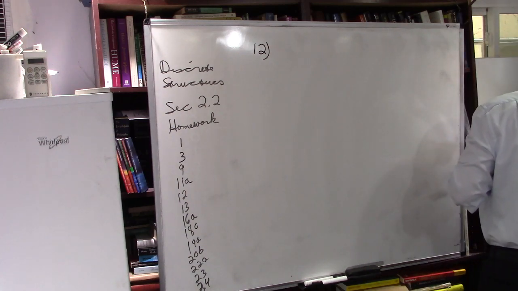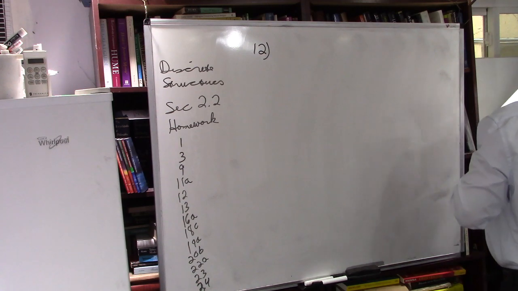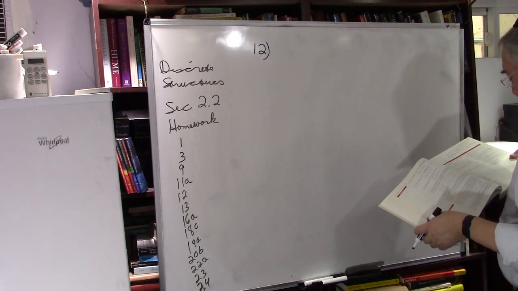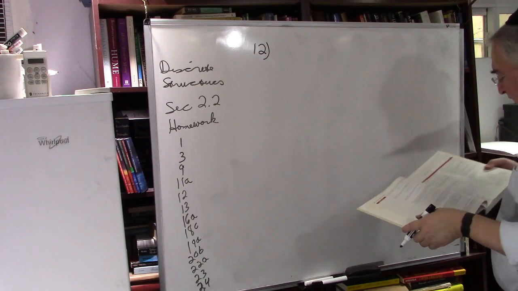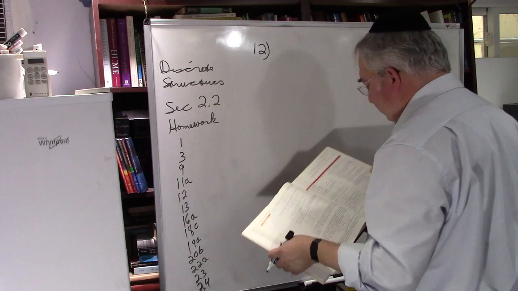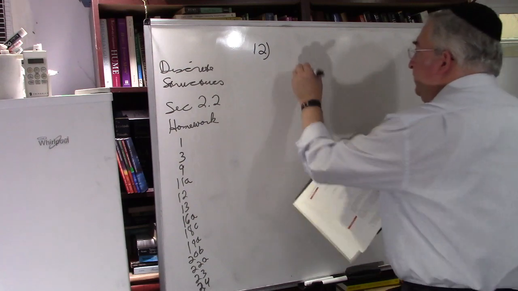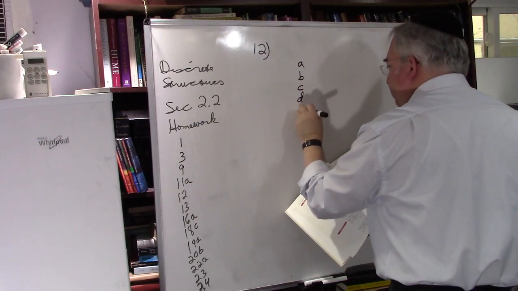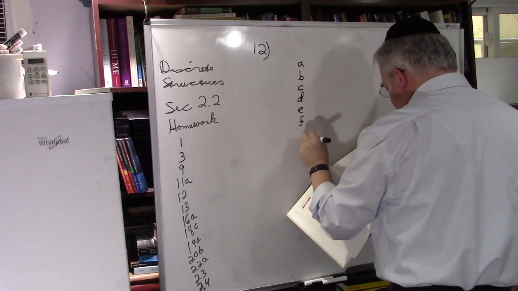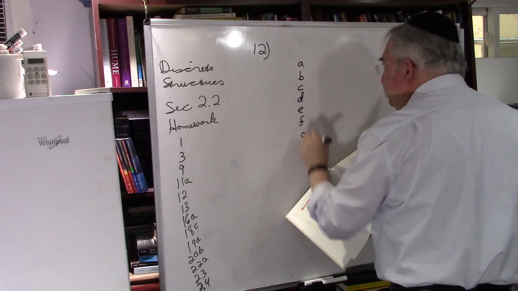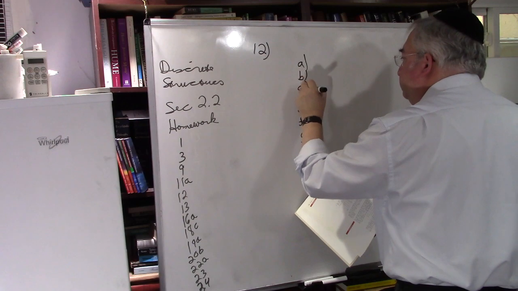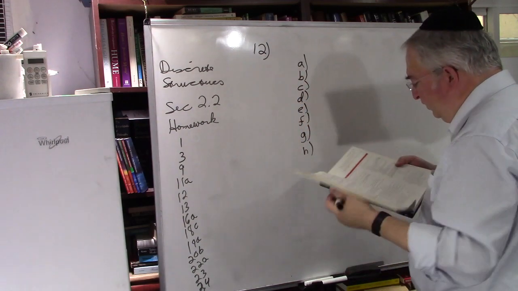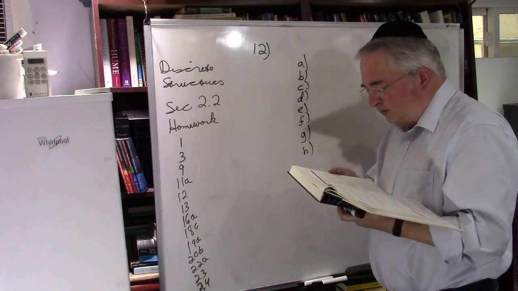In which of the following sentences is the or an inclusive or? Okay, as opposed to an exclusive or. Okay, so that's nice. So let's do it. A, B, C, D, E, F, G, H. Let's read the question again. In which of the following statements is the or an inclusive or?